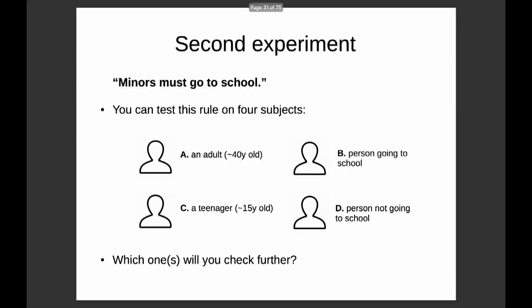Now, let us consider another rule. You know that, in general, minors must go to school. You have in front of you four subjects, and again they are described by two pieces of information: their age and whether they're going to school. Which one or ones of these four subjects would you decide to investigate further to test whether minors go to school? Take again 10 seconds and write the answer on your paper.